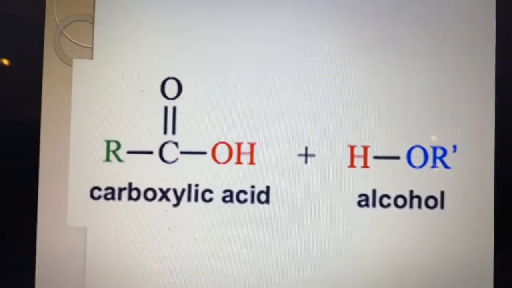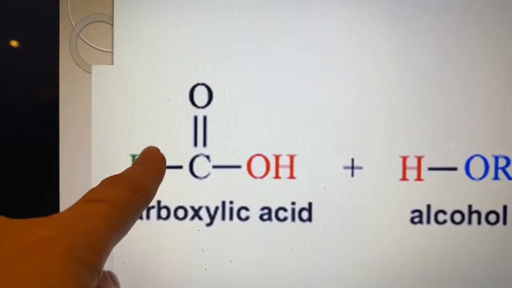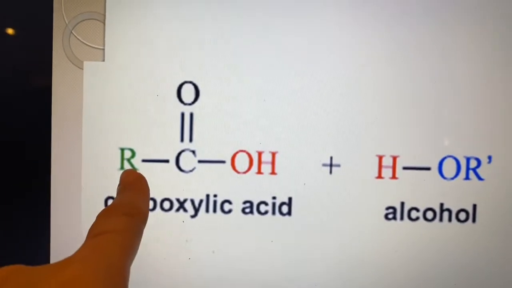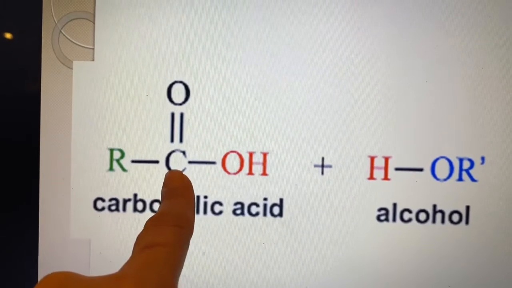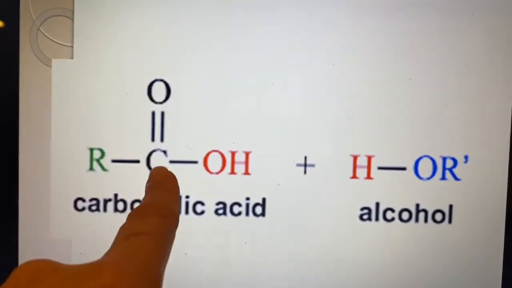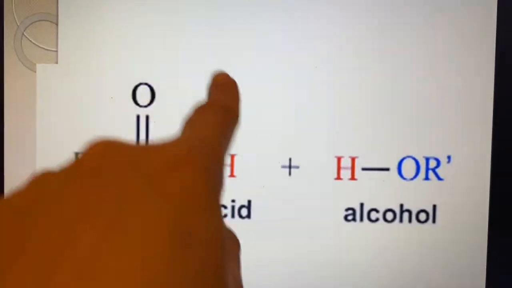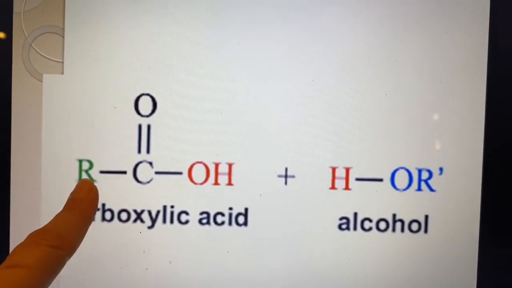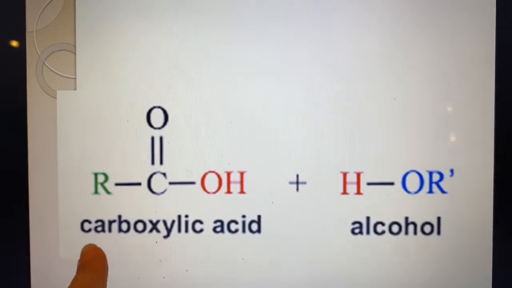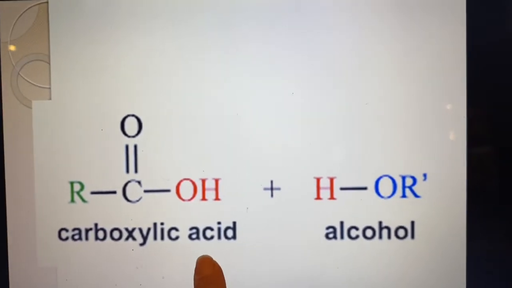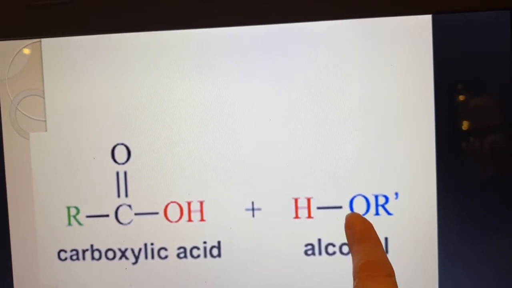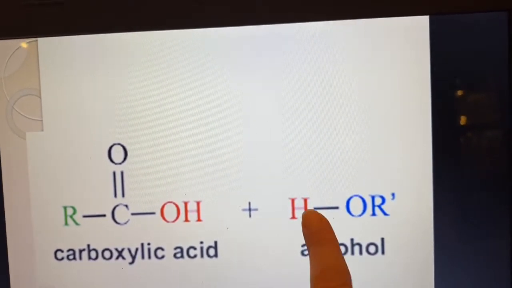Exactly like here. R here, imagine there is a long chain of hydrocarbon. If this long chain of hydrocarbon is connected to a carbon double bonded to oxygen, with a bond to OH, this group is called the carboxylic group. If this group is connected to a long chain of hydrocarbon, this is called a carboxylic acid. But if the long chain of hydrocarbon is connected with OH, hydroxide, we call it an alcohol.